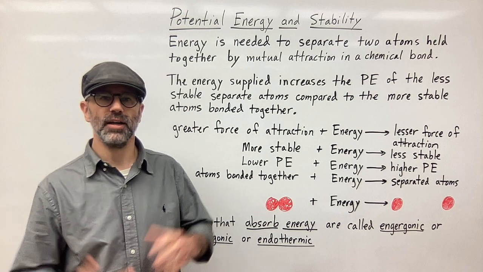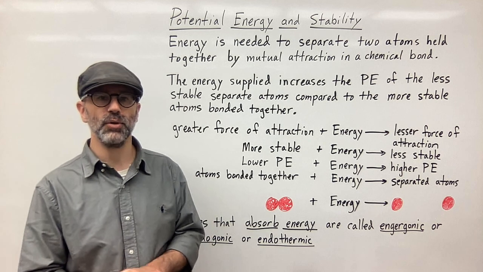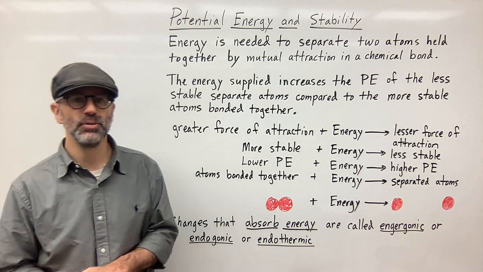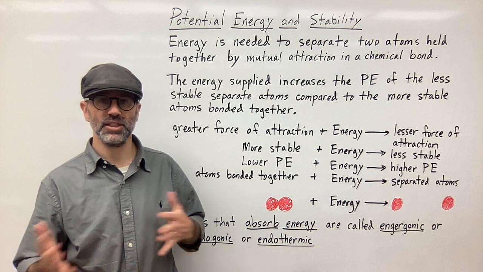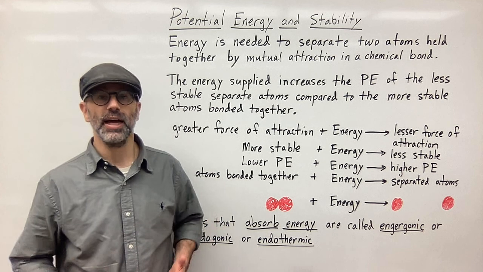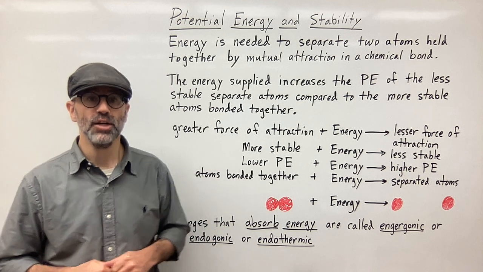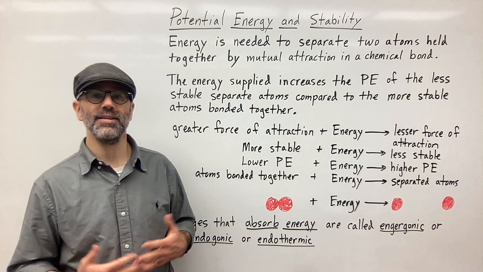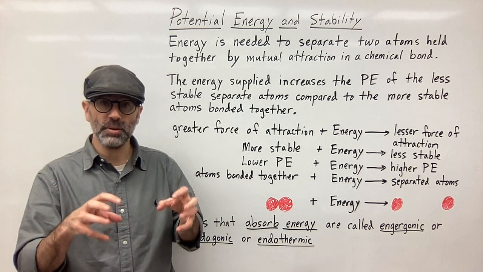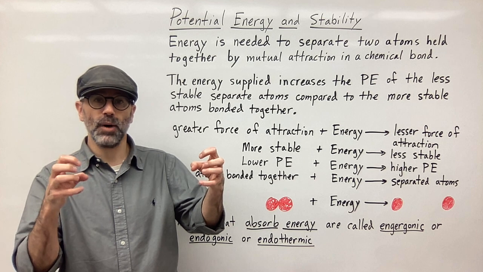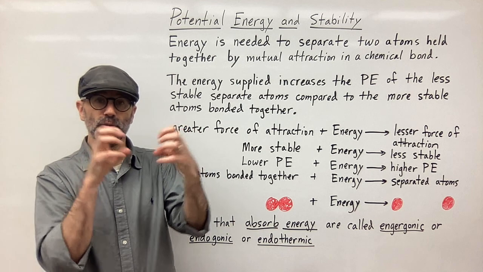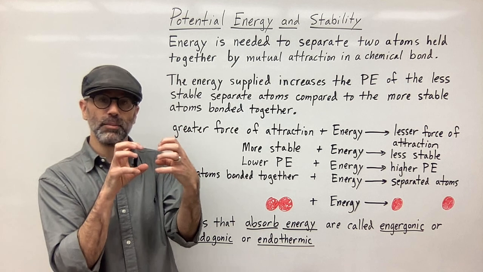Okay, let's talk about potential energy and stability again with respect to atoms and molecules. So, as we said before, the less stable something is, the more potential energy it has, and there's an absorption of energy involved. So here, energy is also needed to separate two atoms held together. So you need to put energy in, energy needs to be absorbed in order to separate those two atoms away from each other, when they have this mutual attraction to each other that forms a chemical bond.